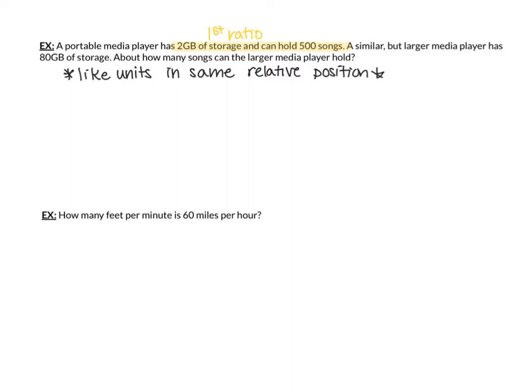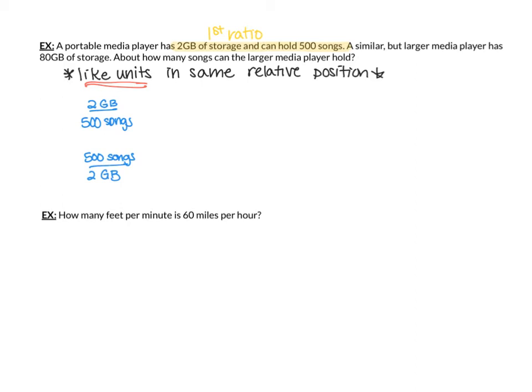Now, it does not matter how we choose to set the first ratio up. So if we're going to choose to do 2 gigabytes compared to 500 songs, that's fine. Just keep it that way. If you would like to set it up the other way, you can do that too. So if you would like to set up 500 songs for 2 gigabytes, that works as well. So let's look at what I mean by this idea that like units are in the same relative position.